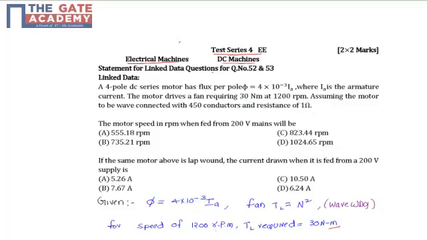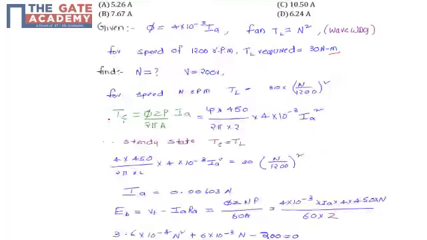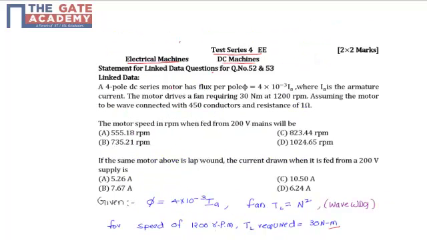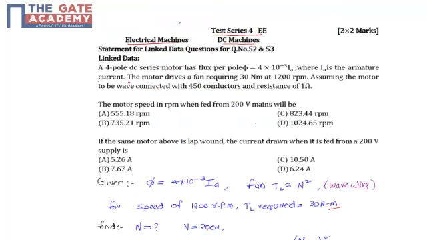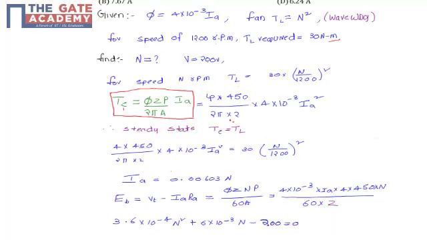For the motor torque, Te is equal to phi Z P by 2 pi A into Ia. This is the formula to calculate the motor torque, where phi is given in the problem as 4 into 10 power minus 3 Ia, Z is the number of conductors, 450, P is the number of poles, 4, and for wave winding the value of A is equal to 2.